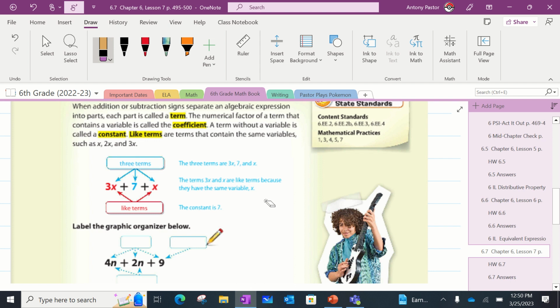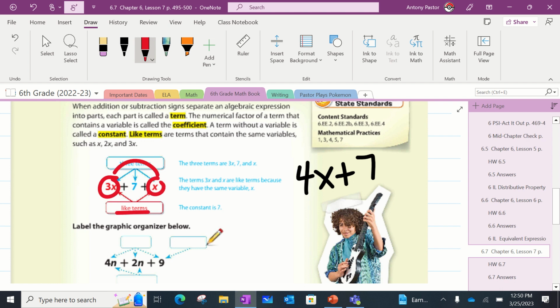But because I can't add a variable to a random number because I don't know what it equals, 3x plus 7 plus x would end up becoming 4x plus 7. Because remember, the order in which we do this doesn't matter. But because 3x and x are both like terms, I can combine them because they are alike. All other whole numbers would be considered like terms.